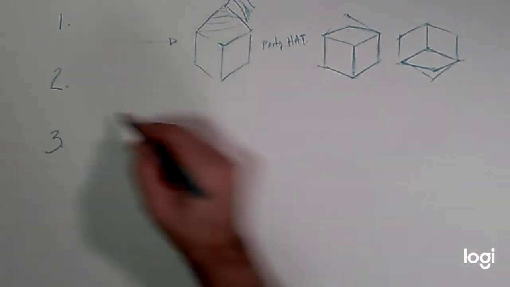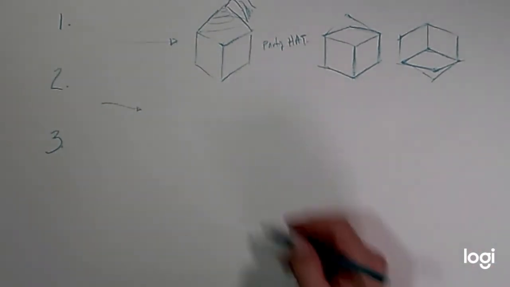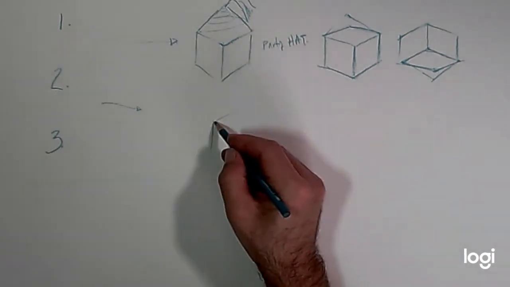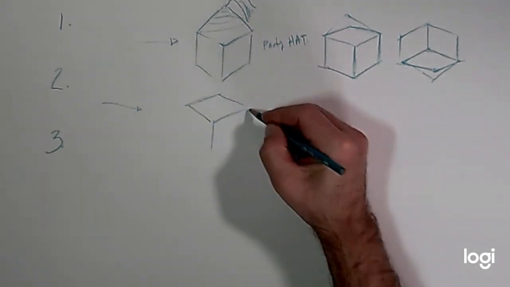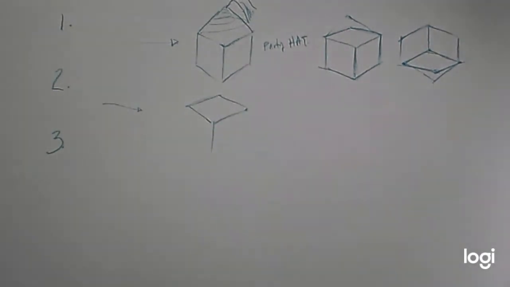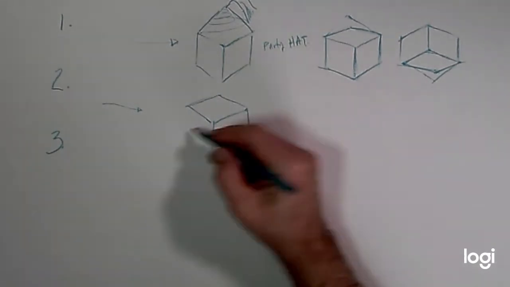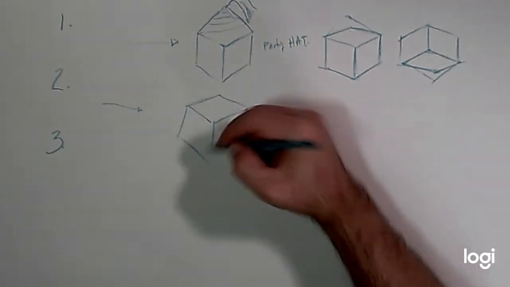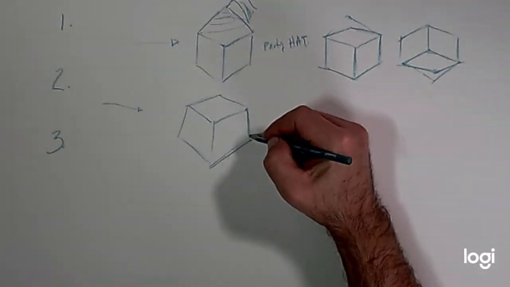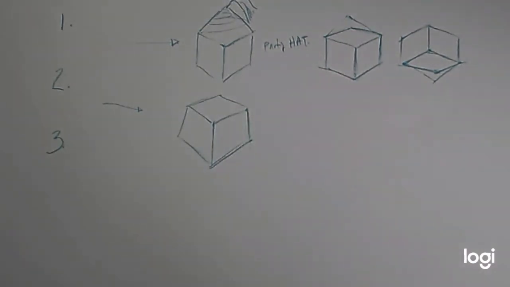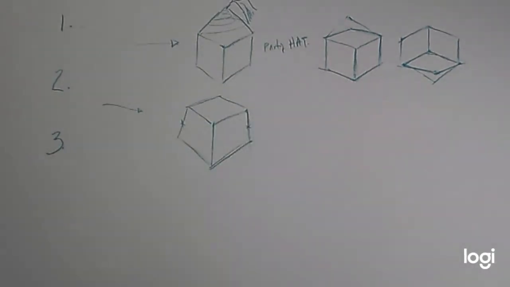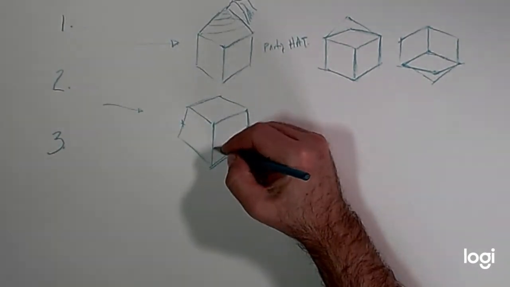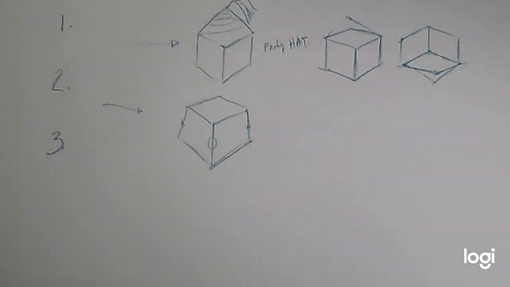The second mistake is if I have this part of the cube, and then I go like this. Now, what's going on here is that this line and this line, they're not participating in the same axes as this line, right?